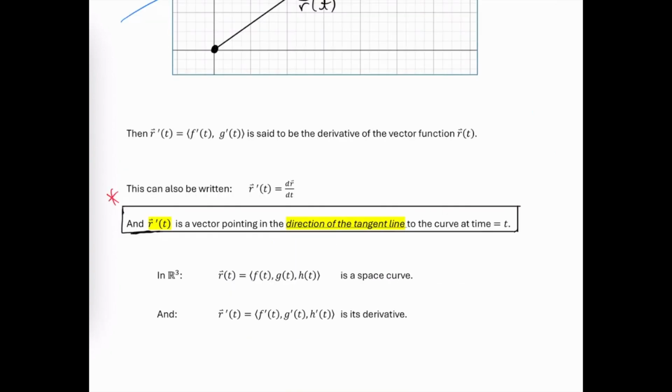And this situation does also apply to vectors in three-dimensional space. If we have a vector function that's tracing out a space curve in three-dimensional space, in order to determine the derivative vector function, all we need to do is to differentiate each of the individual components. And again, that derivative function is going to be pointing in the direction of a line that is tangent to the curve at a particular time.